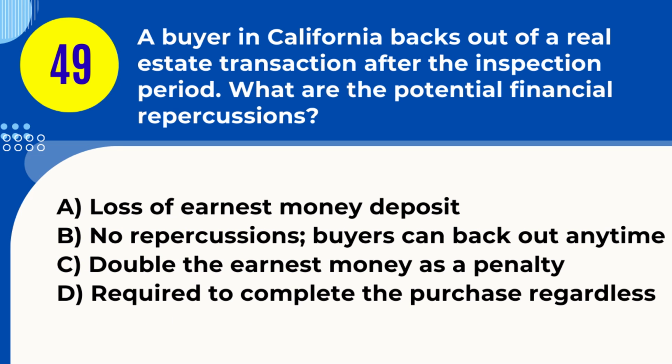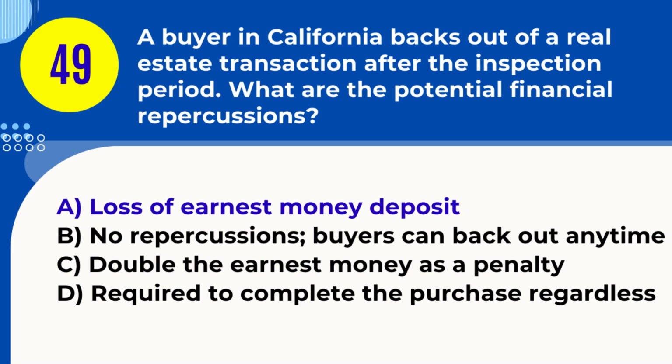Question 49. A buyer in California backs out of a real estate transaction after the inspection period. What are the potential financial repercussions? A. Loss of earnest money deposit. B. No repercussions. Buyers can back out anytime. C. Double the earnest money as a penalty. D. Required to complete the purchase regardless.